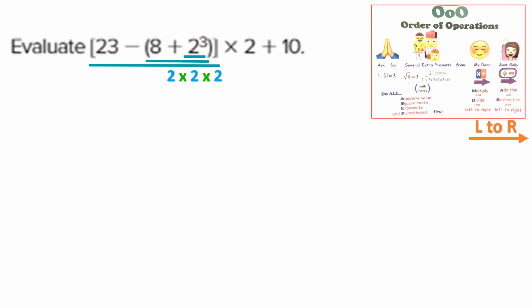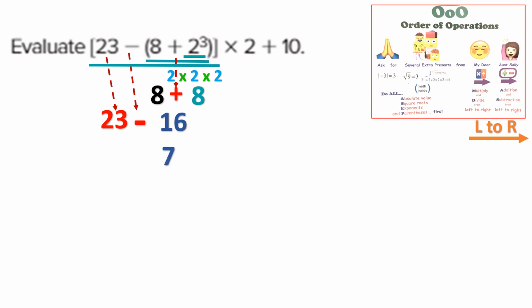2 times 2 times 2. Well, 2 times 2 is 4, times 2 is 8. Or I pick up my handy dandy calculator and I type in 2 times 2 times 2 equals, and I see that it's 8. And then I'm going to add, right? So I have to focus in on just the parentheses. 8 plus 8. Well, 8 plus 8 is 16. Now I have my bigger parentheses or my brackets, and I focus in on those. And now I have to do the 23 minus 16.